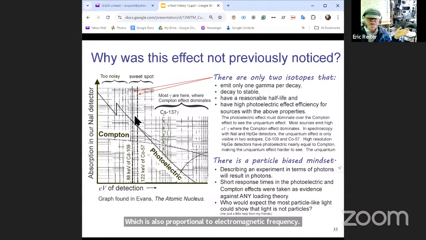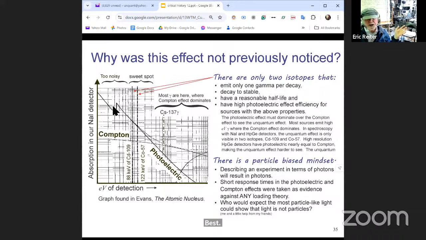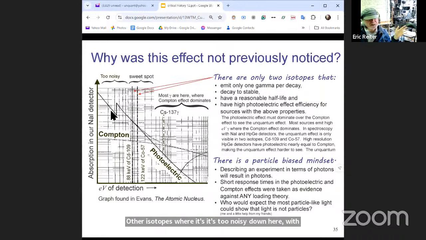So we're using these two isotopes in this region where the photoelectric effect dominates over the Compton effect. And that's where you get to see the unquantum effect best. Now, there are other isotopes where it's too noisy down here with the smaller pulses. You can barely see the unquantum effect.